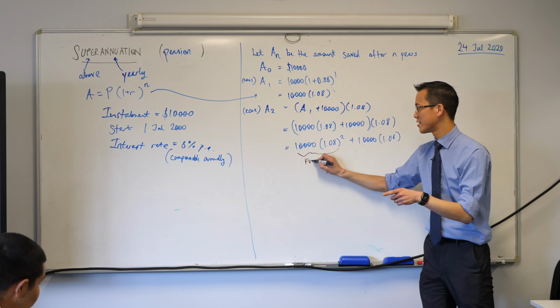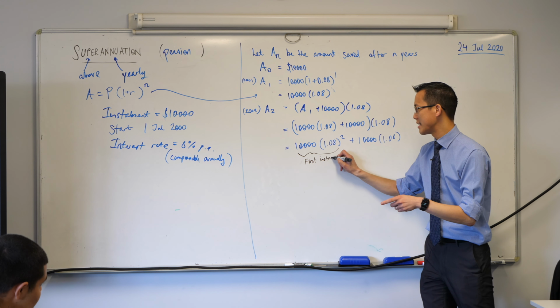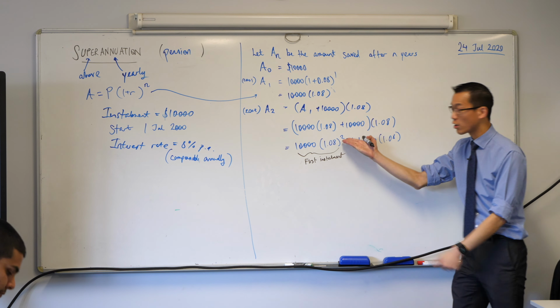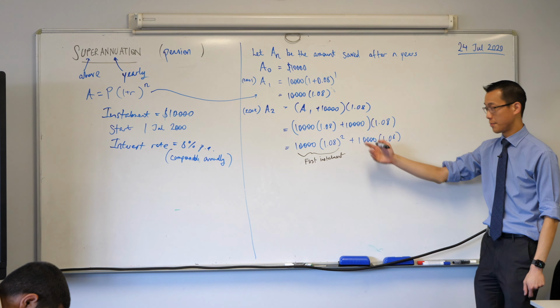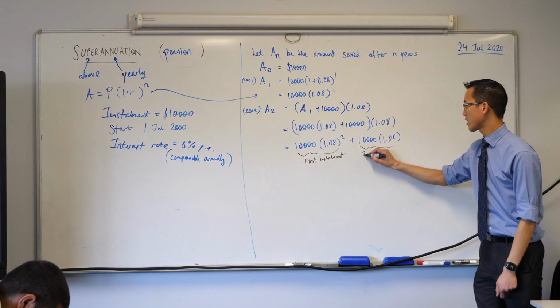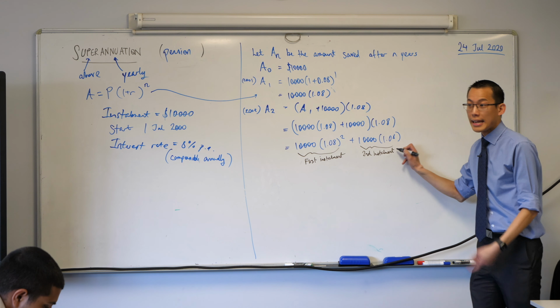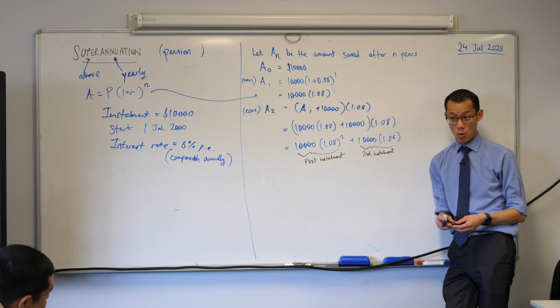So this is the first installment, and it's been in there for 2 years. Yes. So that's why it's got 2 lots of interest on top of it. This is the second installment. It hasn't been in there as long. It's only been there for 1 year.